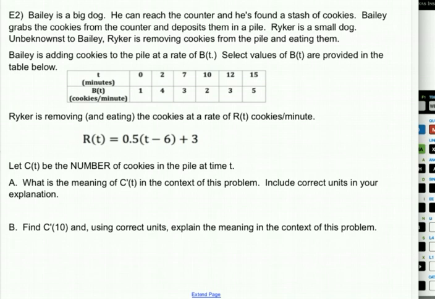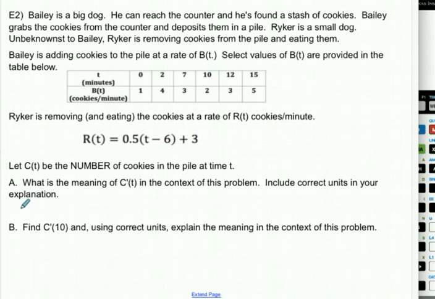So that's Bailey's rate. He's adding cookies to the pile. Riker is removing and eating the cookies at a rate of R of t cookies per minute. So all of these rates are in cookies per minute. Let C of t be the number of cookies in the pile at time t. What is the meaning of C prime of t in the context of this problem, and include the correct units?